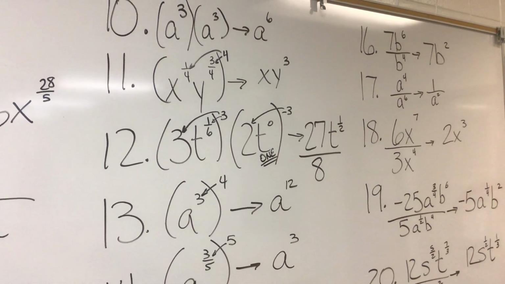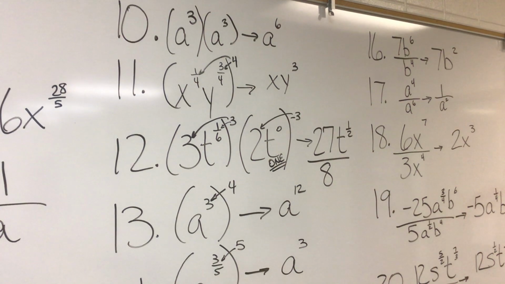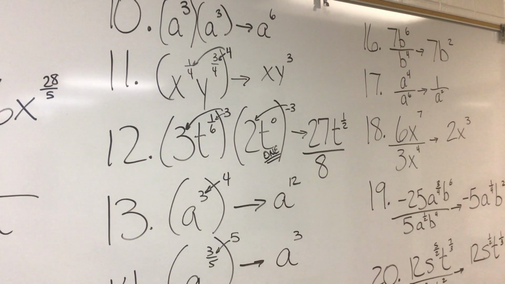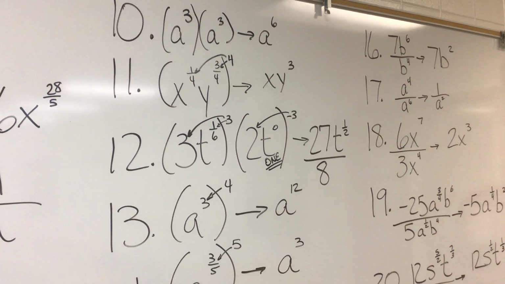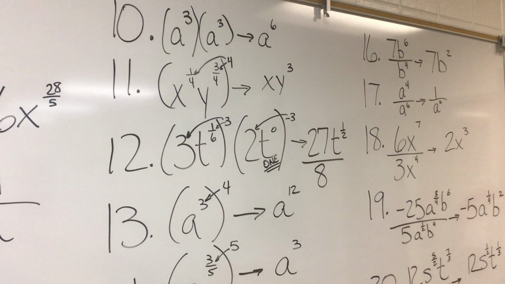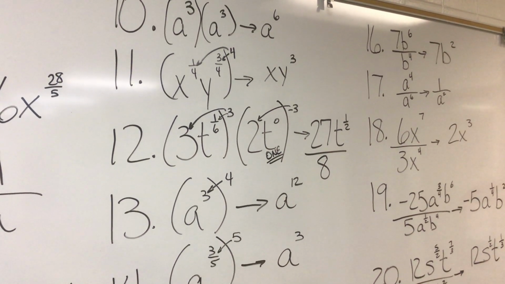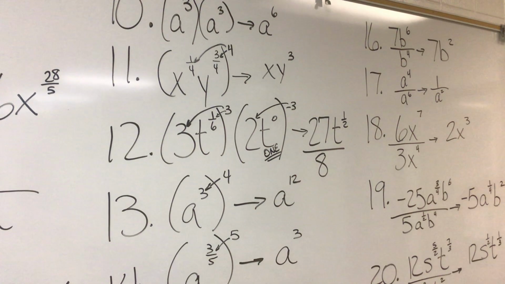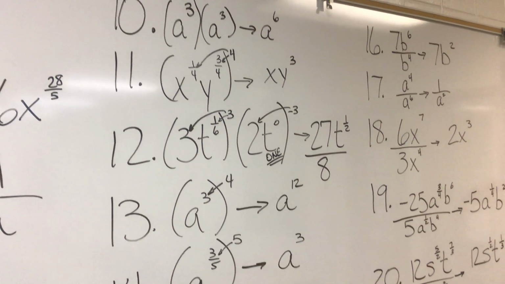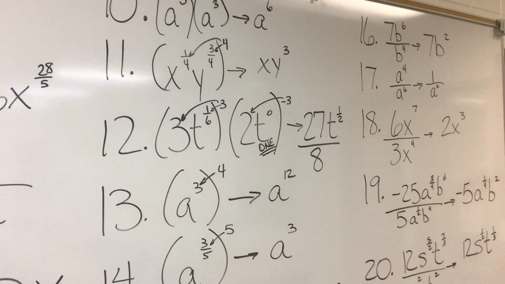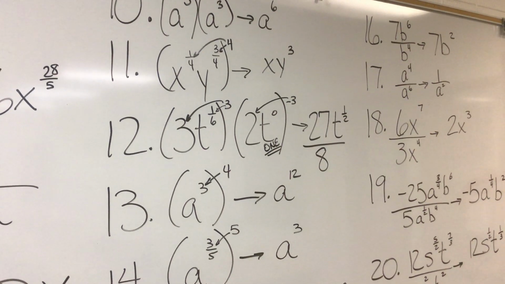But that 2 has to be taken to the -3 power. So 2 to the -3, I want to make that 2 to the +3, so I move it to the denominator, and then I execute it. 2 times 2 is 4, times 2 is 8. So that's where the denominator of 8 comes from.